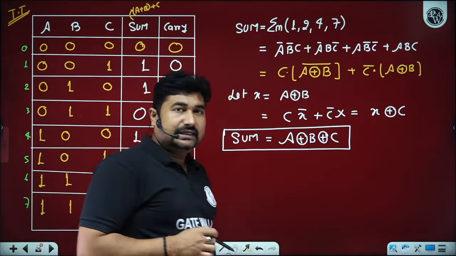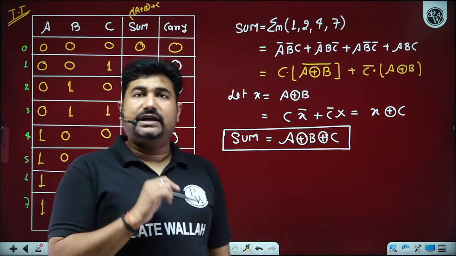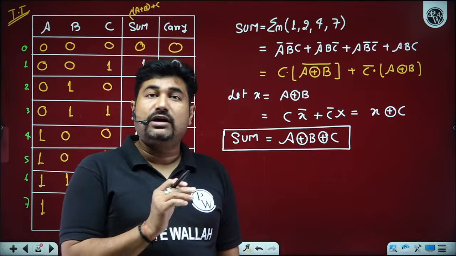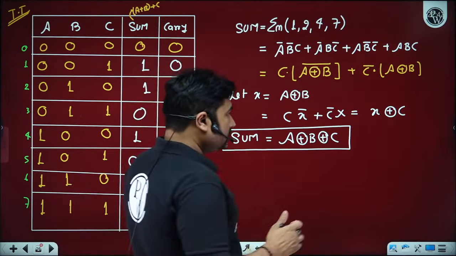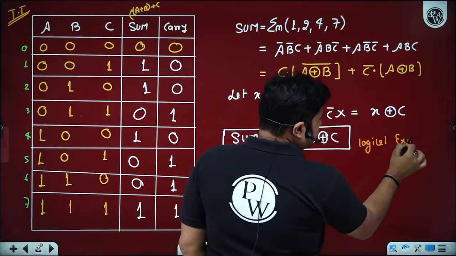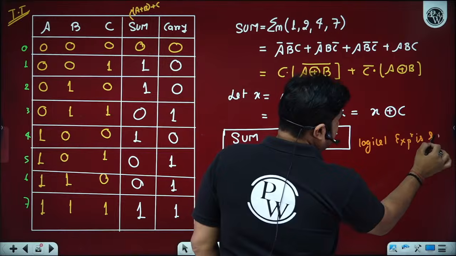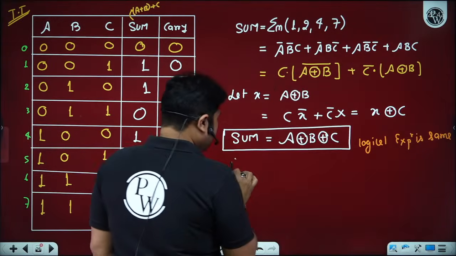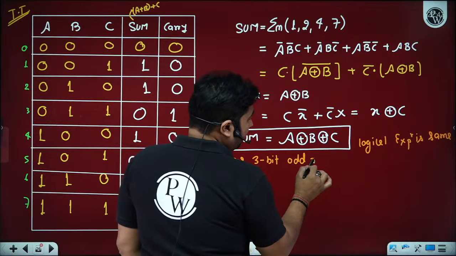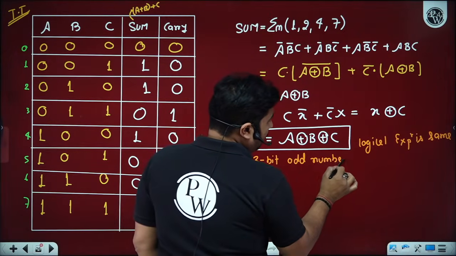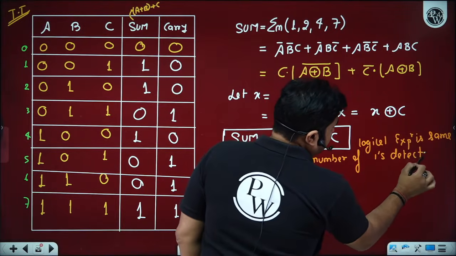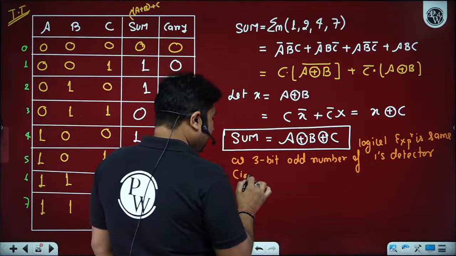One very important thing: whenever we talk about XOR gate, it is always an odd number of ones detector circuit. XOR gate is an odd number of ones detector circuit. So this logical expression is the same as a 3-bit odd number of ones detector circuit. Why I am writing this?